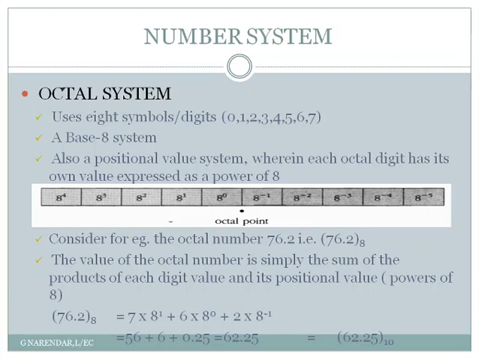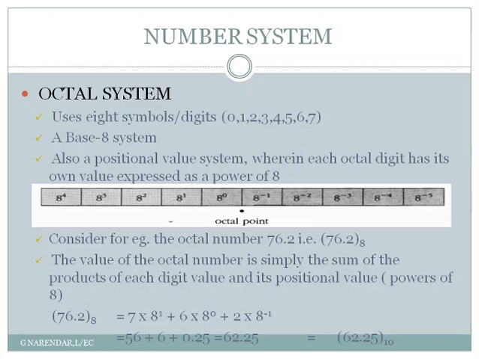And here we have shown one example, taking the octal number 76.2. Here you can see that the decimal point is there, and towards the right of the point, the first position contains the digit 2, and its position value is 8 power minus 1, as it is the first position towards the right of the octal point. So it is 2 into 8 power minus 1, and there are no more digits towards the right side.